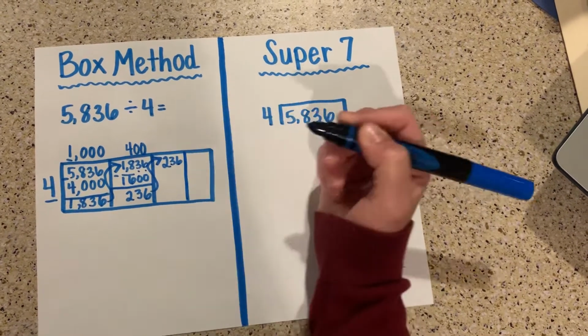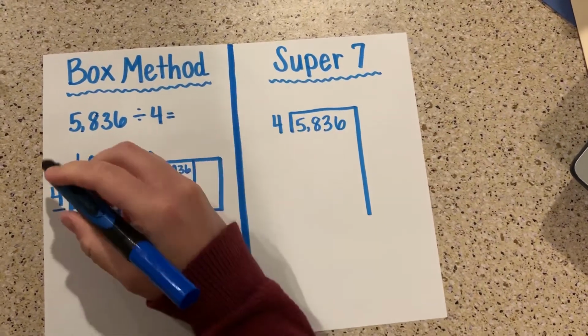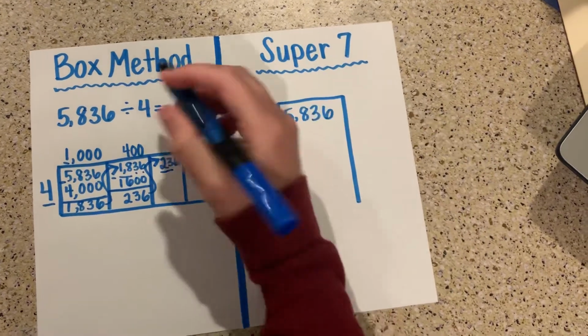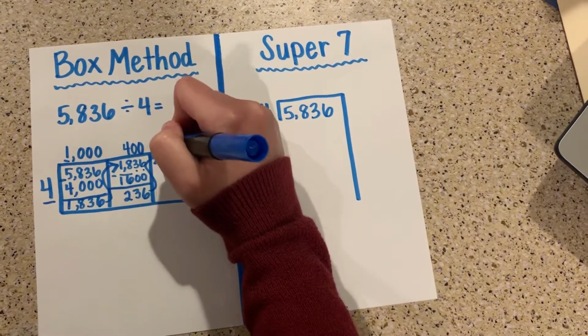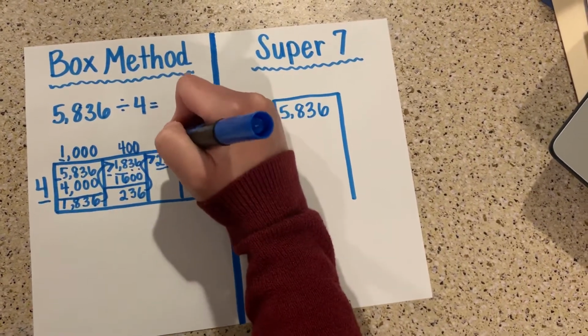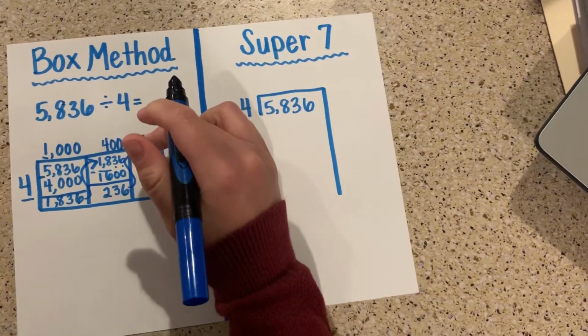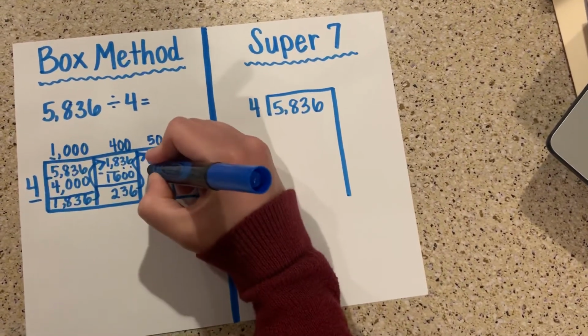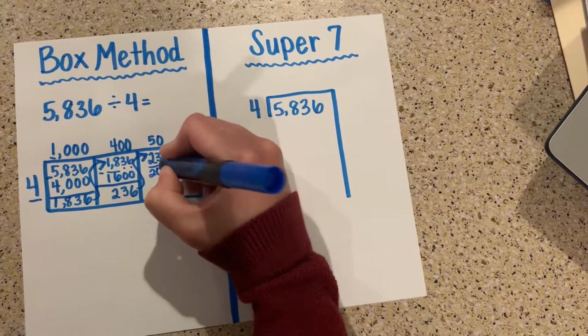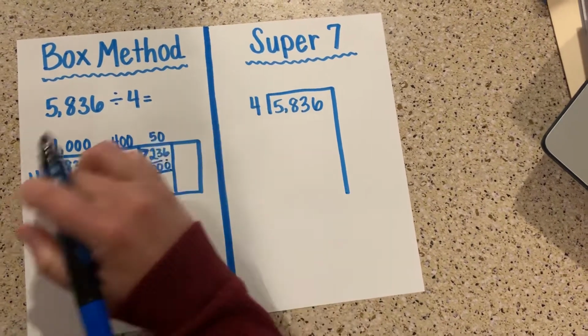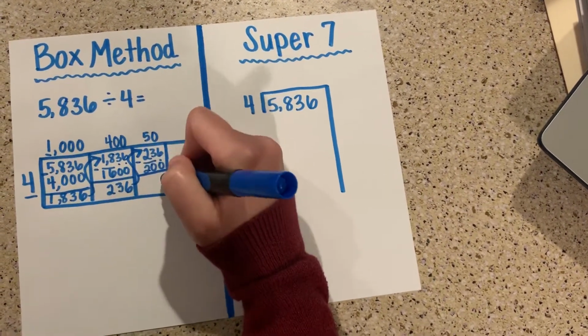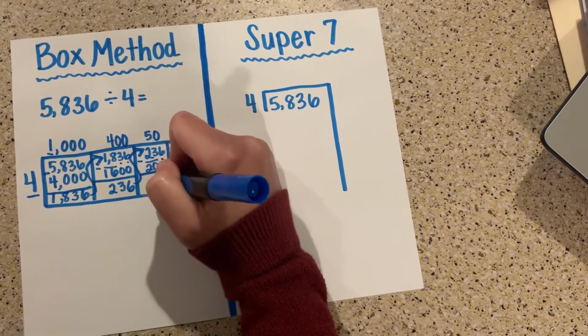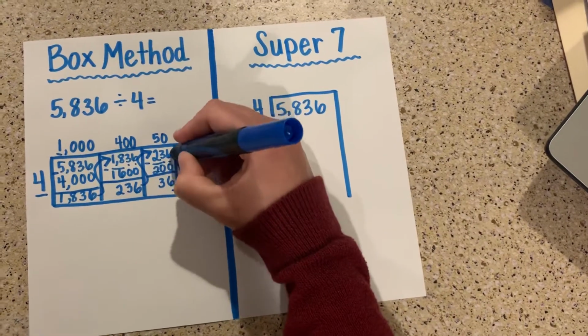236. New box. 4 doesn't go into 2, but it goes into 23 about 5 times. And we have that extra spot, so I'm going to add a 0. So we have 50 times 4, which is 200. You have that 5 times 4, which is 20, and you have your extra 0. Let's subtract. We end up with 36. Zoop it right up.